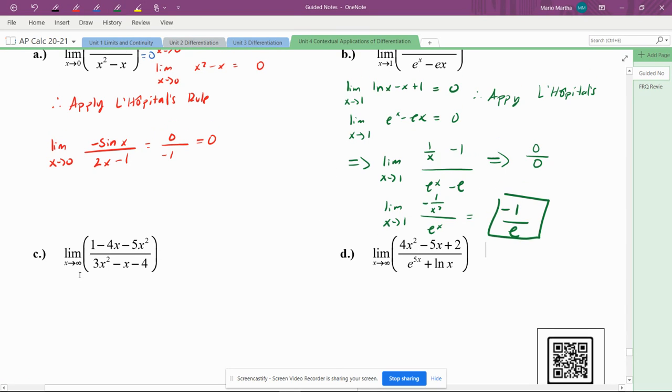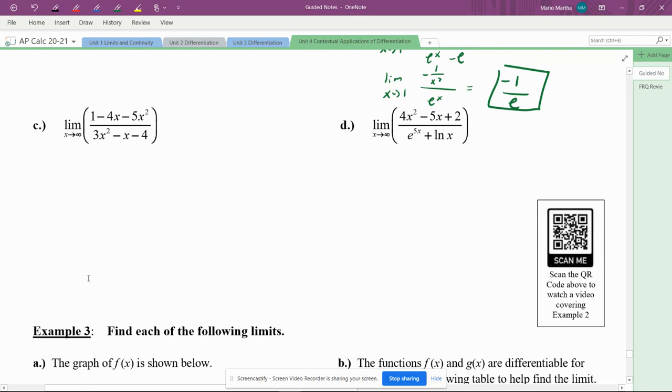And then part C, the limit as x approaches infinity of 1 minus 4x minus 5x squared over 3x squared minus x minus 4. So again, this is one of the problems that you guys were looking at initially. So we're going to say that the limit as x approaches positive infinity of 1 minus 4x minus 5x squared is pretty much an unbounded parabola which points down, and that goes towards negative infinity. Right? So in this case, the next one, the limit as x approaches positive infinity of 3x squared minus x minus 4 also approaches, in this case, positive infinity because our parabola here opens up. So now we can apply, right? So therefore, we can apply L'Hopital's rule, right?